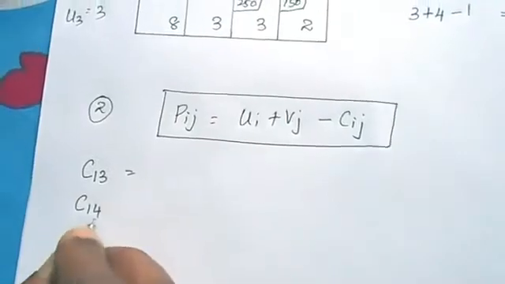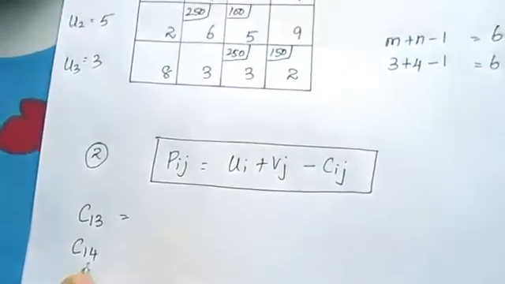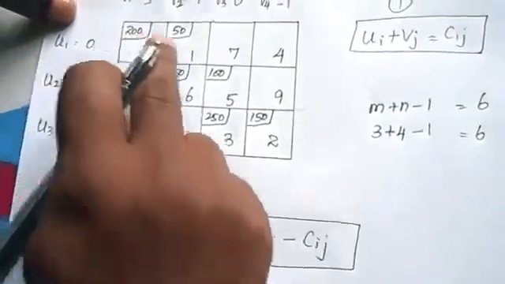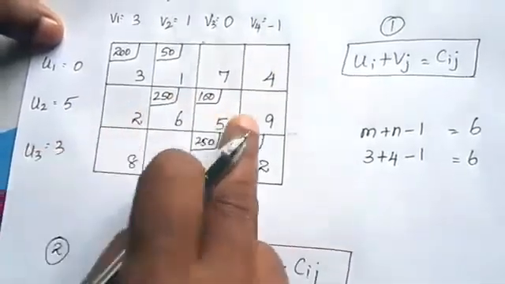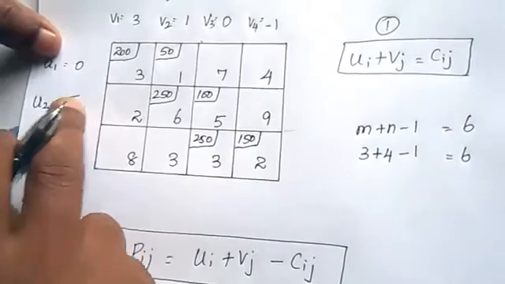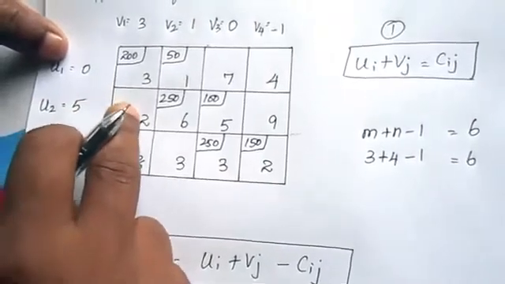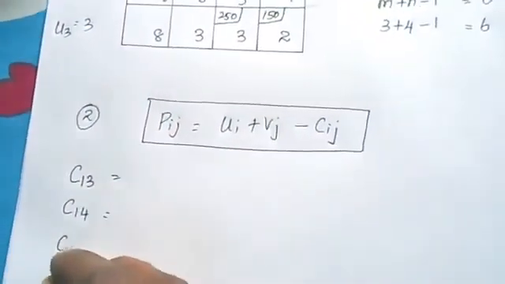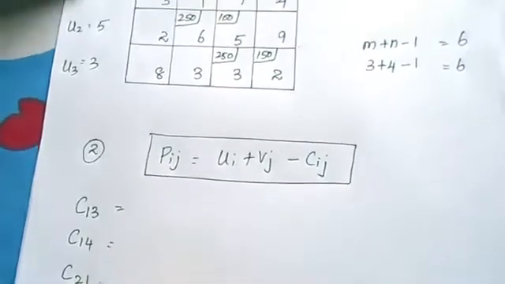C14. First row, fourth column, cell also non-allocated cell. So first row is over. Look at the second one. In the second row, this cell is non-allocated. That is second row, first column. C21, second row, first column.